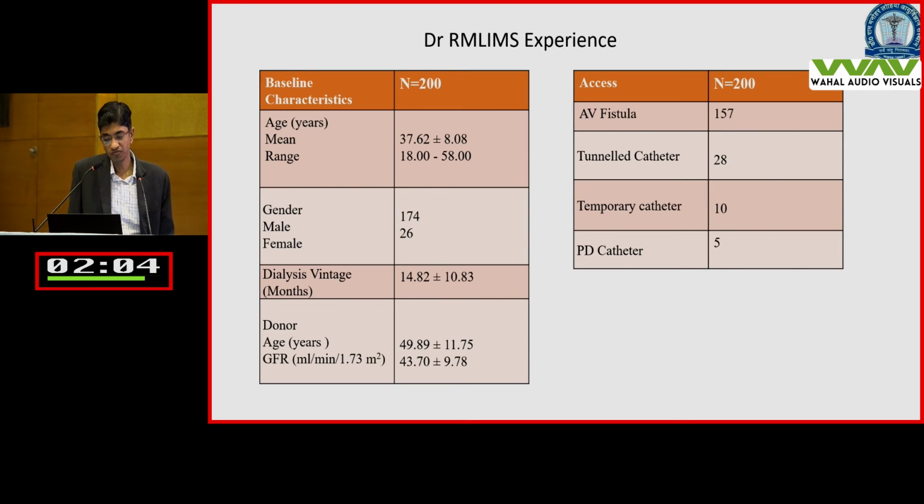We had running fistulas in almost 157 patients in 200, and a tunnel catheter was in situ in 28 patients. A temporary catheter was used for dialysis prior to transplant in as many as 10 patients, and a PD catheter was there in just 5 patients.